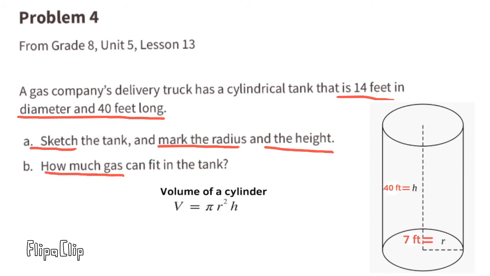To find out how much gas fits in the tank, we need to find the volume of the cylinder, or the volume of the tank. And we can do this by multiplying pi times 7 squared times 40. Using 3.14 to represent pi, the volume of the tank is 6,154 and 4/10 cubic feet.